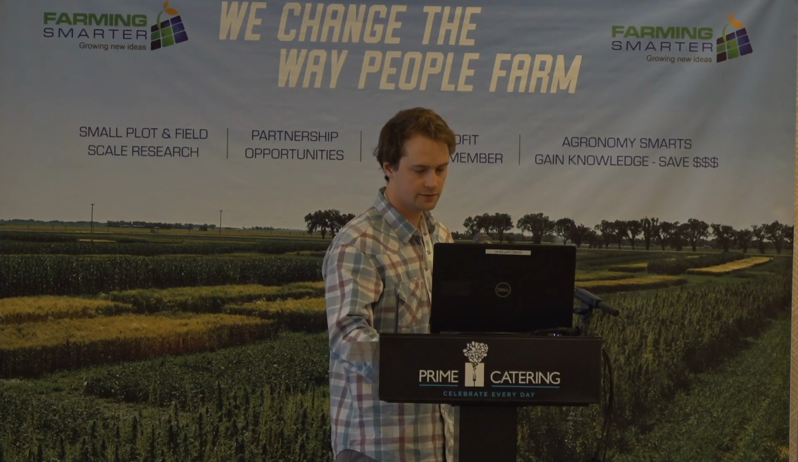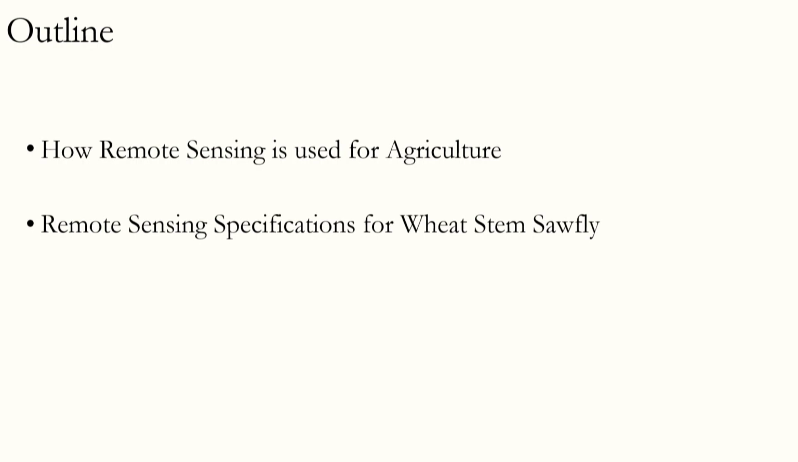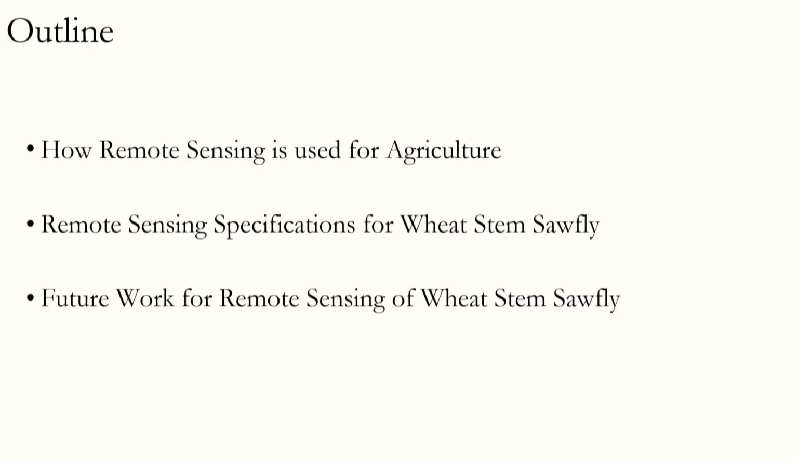And at the time, I was studying remote sensing and GIS, and I realized, well, maybe we can bolster the efficiency of these stem dissection surveys and use something like remote sensing to get better ideas of what's going on in the field. And so today we'll talk about how we use remote sensing in agriculture as a method. We'll talk about what some of the specifications for wheat stem sawfly might be. And then we'll end talking about where I see some of the future work for this lies.